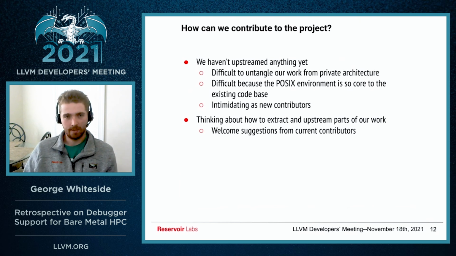So we've talked a little bit about the problems we've encountered and the solutions that we've come up with. And the next question that we're asking is how we can contribute some of our work back to the project. We haven't upstreamed anything yet. It's been difficult to untangle our work from the private architectures that we work on. And it's difficult and intimidating as new contributors to change something like the POSIX environment because it does seem to be so core to the existing code base. We are thinking about ways to extract and upstream parts of our work, and we would love suggestions from current contributors about the best way to do that.